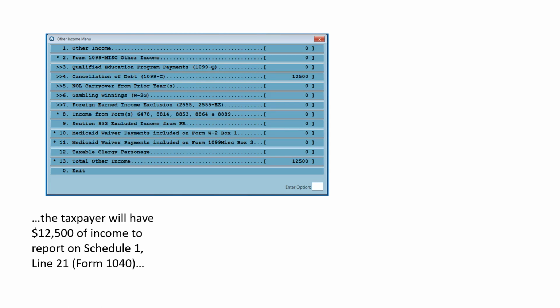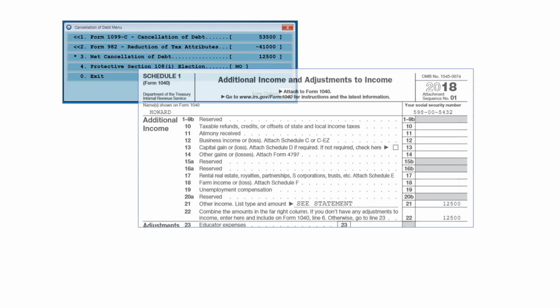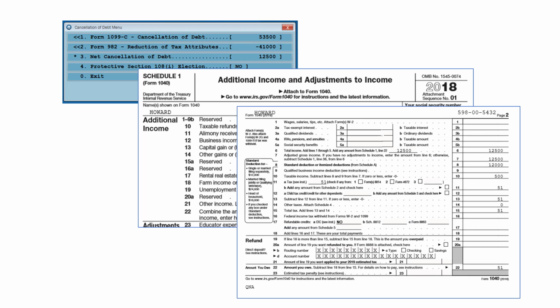And so in this case, the taxpayer will have $12,500 of income to report on Schedule 1, Line 21, Form 1040 in the Other Income menu. And this will carry to the Income menu of the program, the Other Income line. Flows to Schedule 1 of the Form 1040, and eventually will show up on line 6 of the Form 1040 itself.